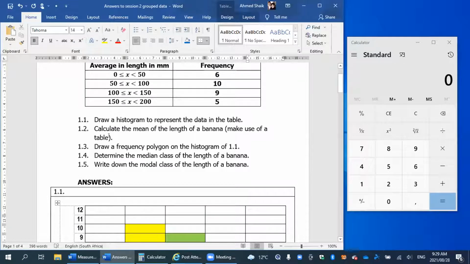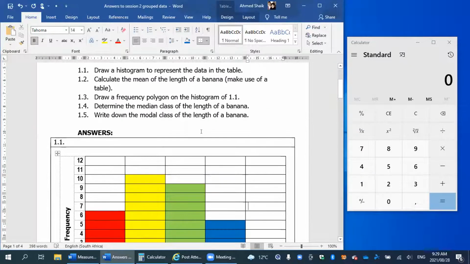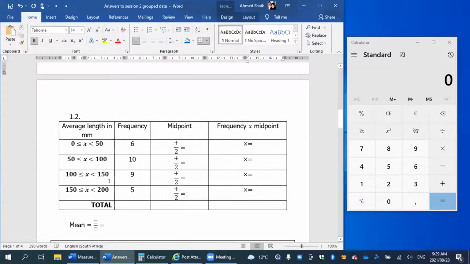1.2 says to calculate the mean of the length of a banana and make use of the table. We remember from last week's lesson, in order for us to calculate the mean, we have to add 2 more columns to our table. The column next to our frequency column is going to be our midpoint column. And next to that is going to be our frequency times midpoint. Now again, I've already made up the template. So this is what your table is supposed to look like.